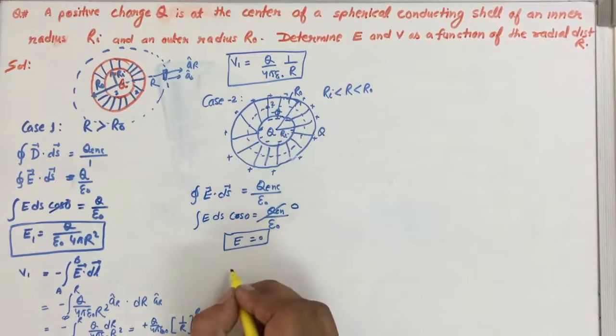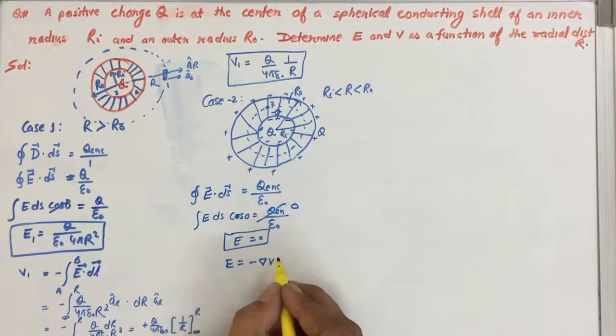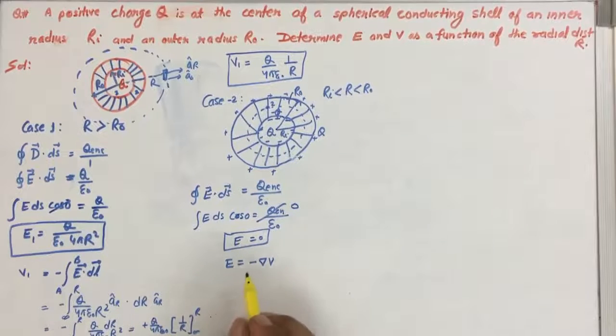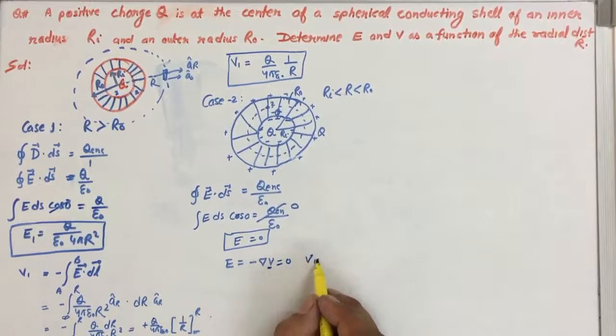So in this case, when our point of interest lies between here to here within the shell, then E will be 0, and correspondingly we know that E is equal to minus del V. We have derived this already. It will be equal to 0 because E is 0. When is it possible? When V is constant, in that case the derivative of V will be equal to 0. So according to that, we can say V is constant.